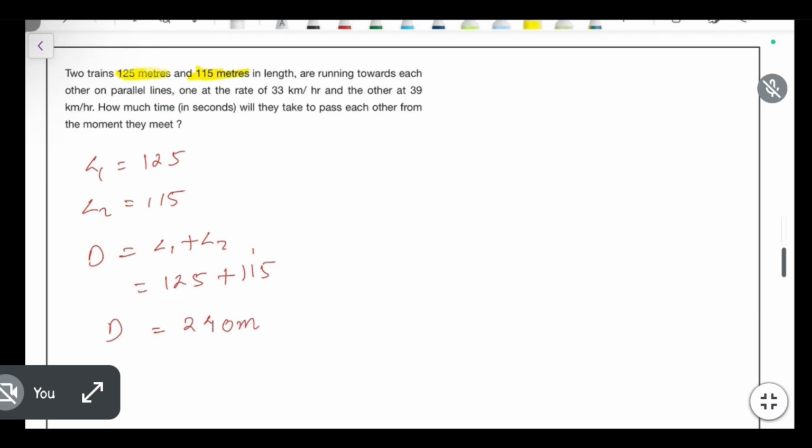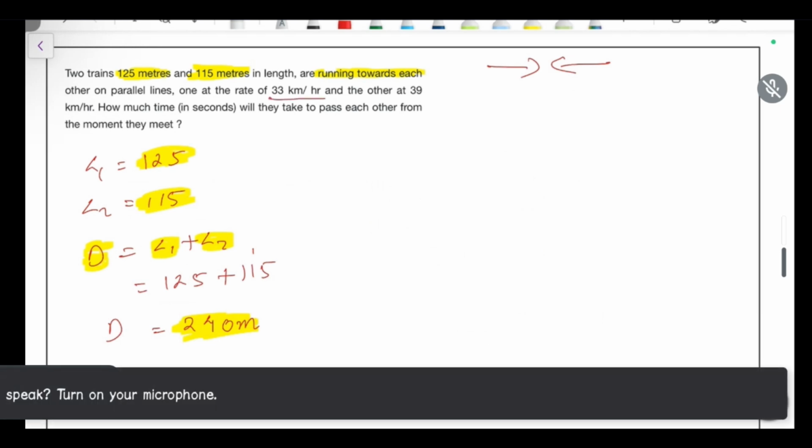Since we have two trains of length 125 meter and 115 meter, the distance will be the length of the first train plus the length of the second train, so the total distance here is 240 meter. That is number one. The second thing is they are running towards each other, which simply means they are traveling in the opposite direction. At 33 kilometer per hour and 39 kilometer per hour.